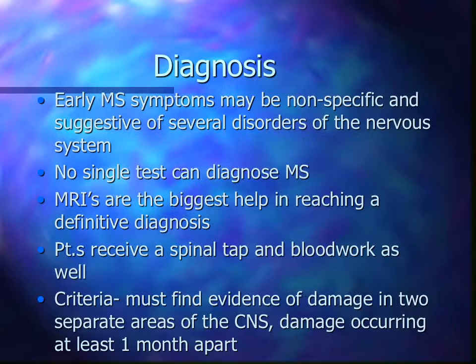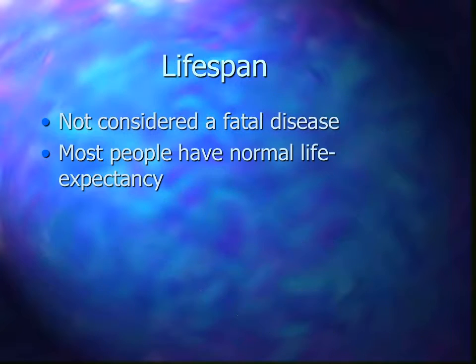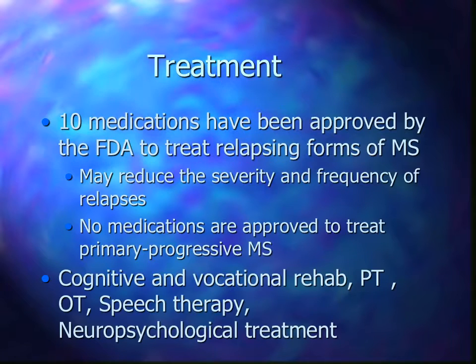It takes a few months to get a full diagnosis because there has to be significant damage in 2 separate areas of the central nervous system, at least 1 month apart. Patients will also receive a spinal tap, blood work, and MRIs in order to pinpoint different lesions and where the brain is being affected. Patients usually have a normal lifespan, and it all depends on the severity of the disease and which type they have.